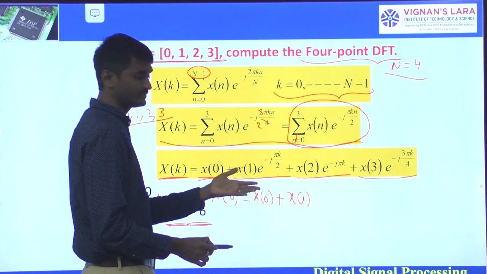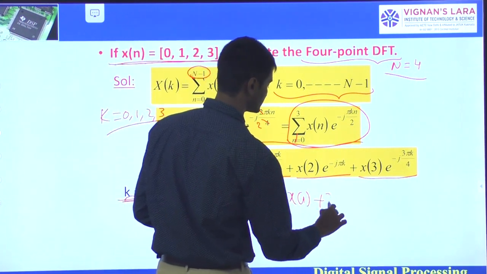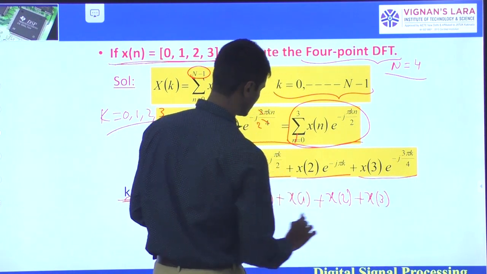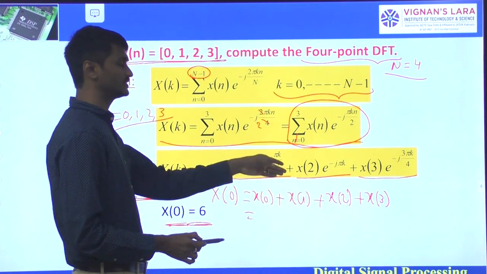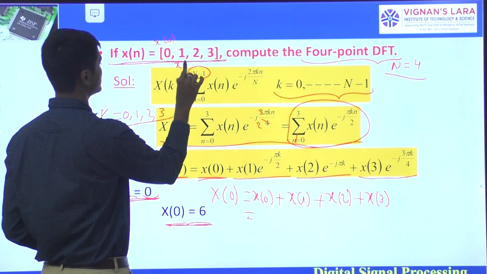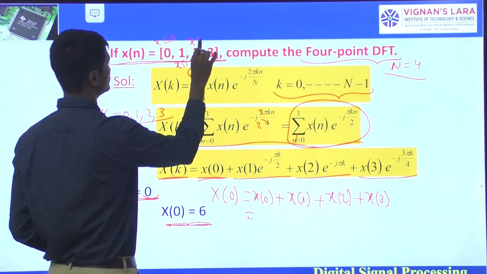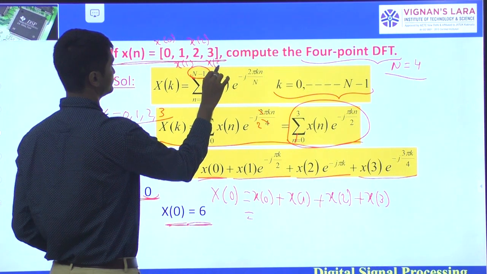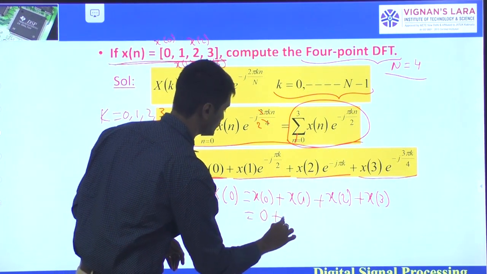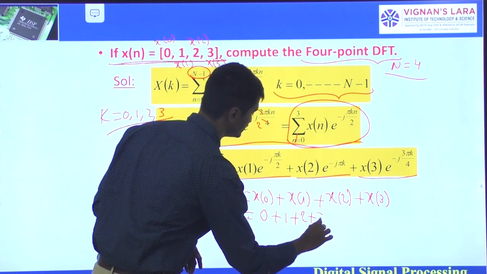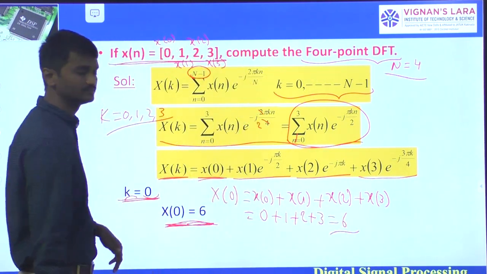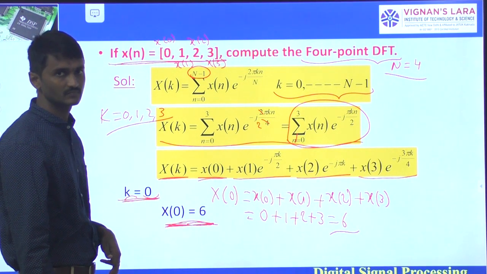e power 0. Then x of 1, here also x of 2 plus x of 3. So what is x of 0, x of 1, x of 2 and x of 3? This is x of 0, here it is x of 1, here it is x of 2, it is x of 3. 0, 1, 2, 3. Right? 0 plus 1 plus 2 plus 3 is equal to 6. Then X of 0 equals 6.